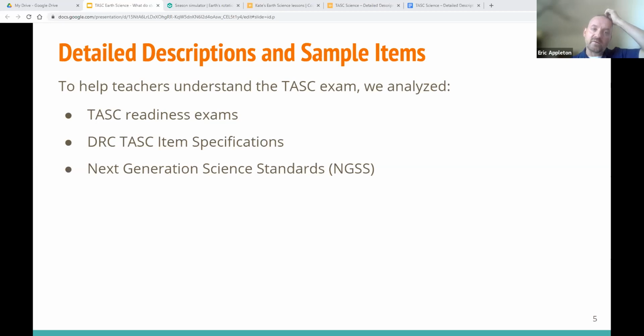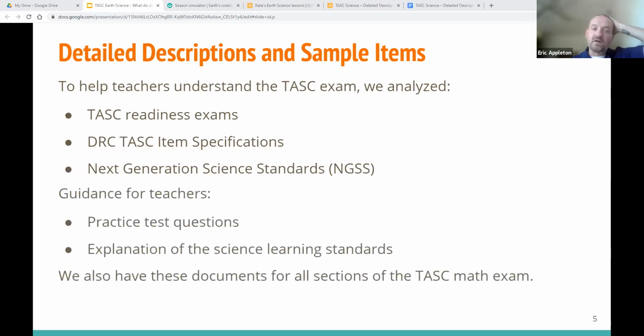But for science, what we did is we looked at the TASC readiness exams. We looked at the DRC, the publisher for the TASC, and their item specifications, which were actually based on the Next Generation Science Standards, but they were edited. They picked and chose a little bit about what they wanted to include. And then we created these documents that we call detailed descriptions and sample items. They're really supposed to be guidance for teachers. They have practice test questions and a short explanation of each of these science learning standards.